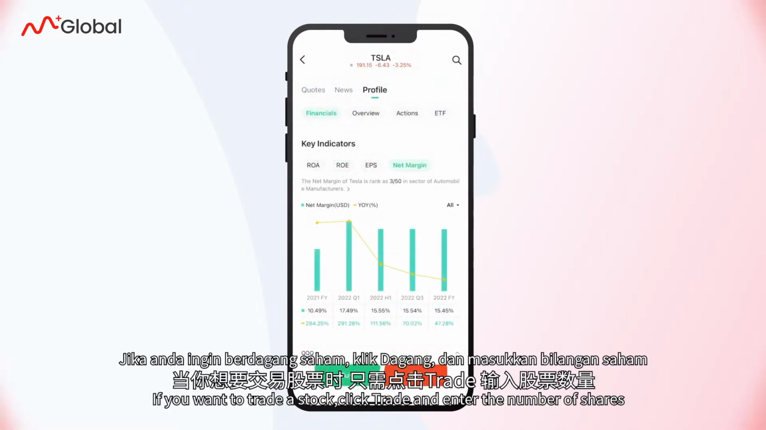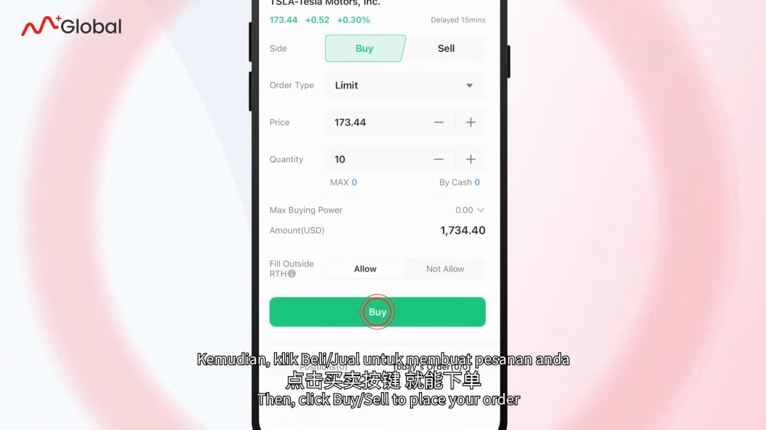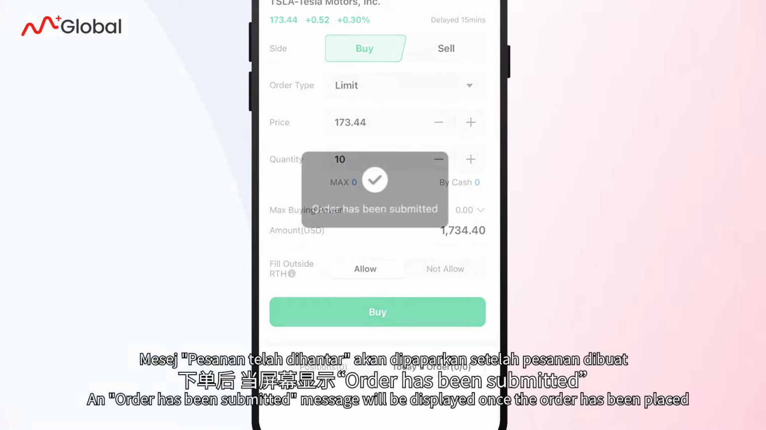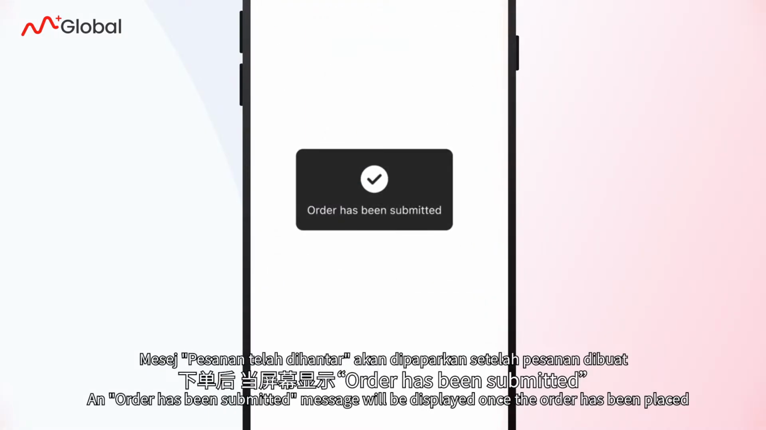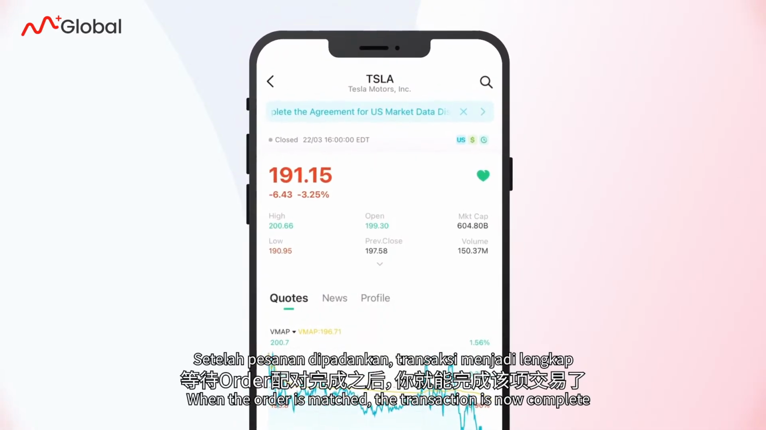If you want to trade a stock, click Trade and enter the number of shares. Then click Buy or Sell to place your order. An "order has been submitted" message will be displayed once the order has been placed. When the order is matched, the transaction is complete.